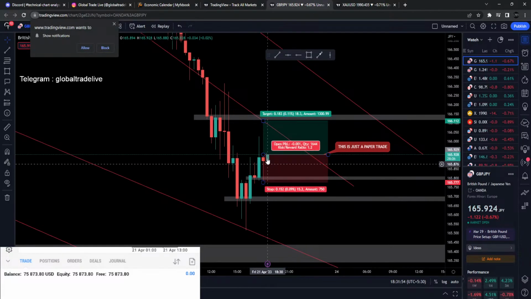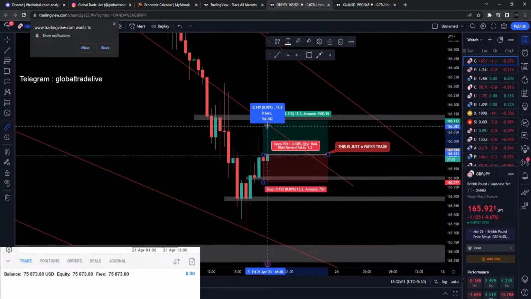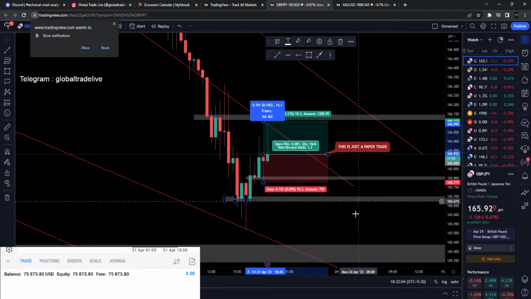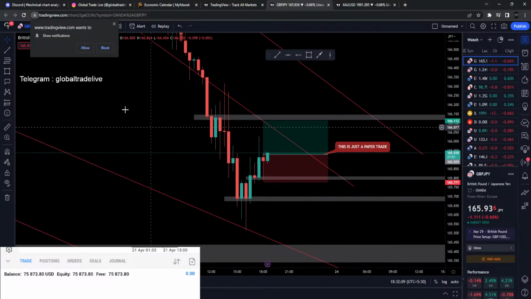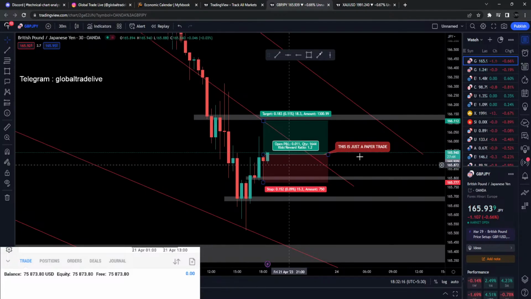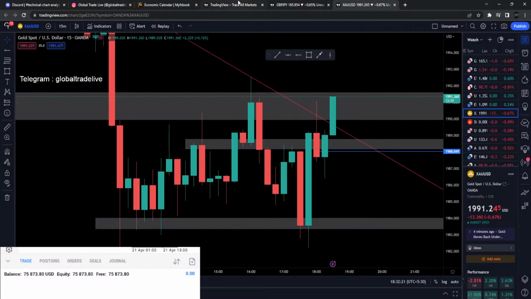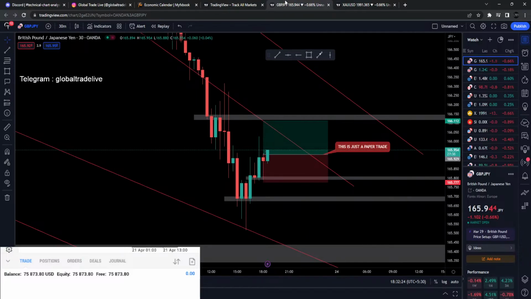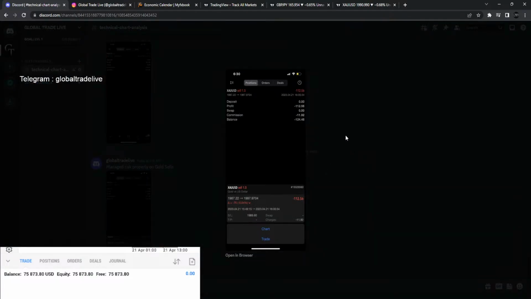And now GBP JPY is trying to push the price up, but the range is not there. Otherwise I would have definitely entered this one. Just 16 pips, and that's not even sure whether it will be going up 16 pips or not, but I think it should. So let's see if this paper trade works over here or not. So yeah, I have sent the trade over here on Discord.